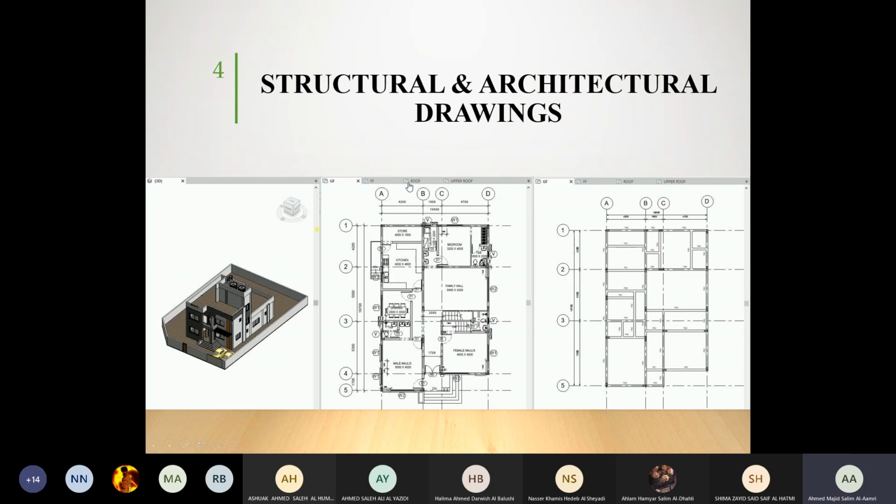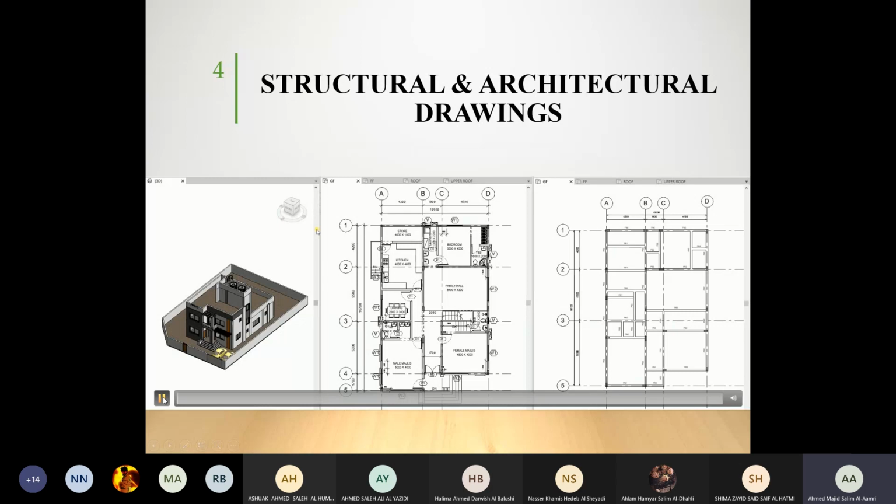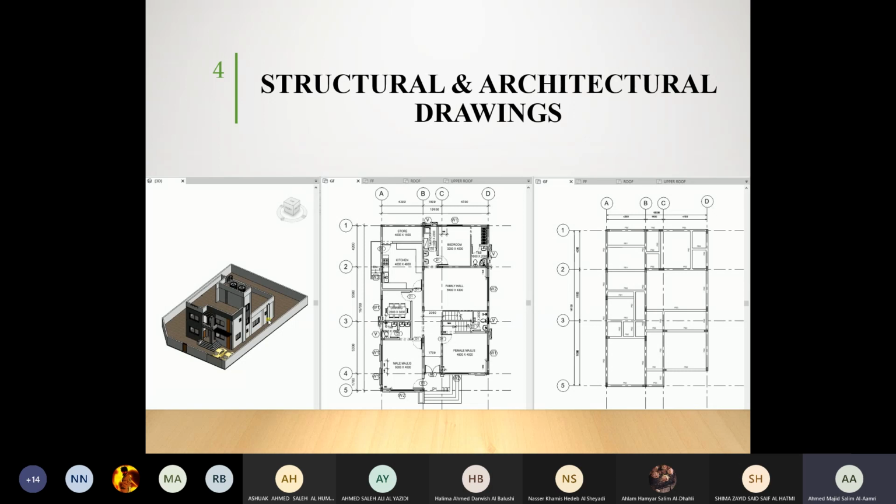And then we have the structural and architectural drawings. So you can see here I have 3 windows. One is the 3D, just to illustrate for you. And then we have the architectural drawing, and then we have the structural drawing. So you will understand the difference between these types of drawings. Now if you see the 3D, the 3D will help you in understanding the architectural and the structural. Okay.